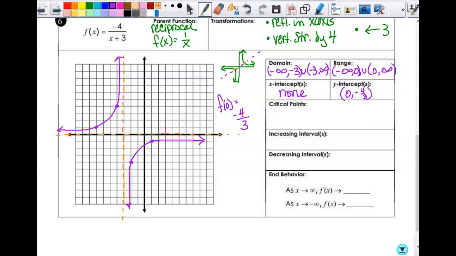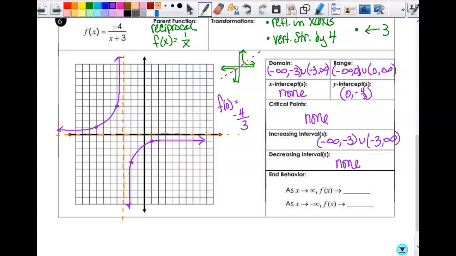So it's usually pretty easy to find, but you've got to find it. Okay. Do we have any critical points here? Max, mins, points of inflection? No, there's none of those. Am I increasing anywhere? Yes, so definitely from negative infinity to negative 3. Is that it? No, and also from negative 3 to infinity. It's increasing the whole time, which means it's not decreasing at all.